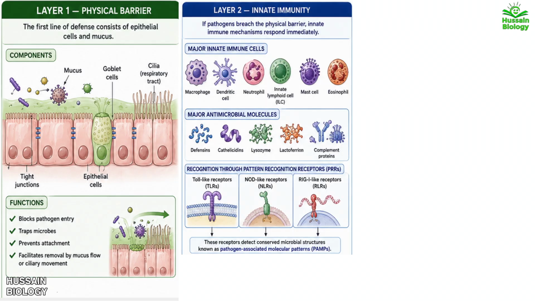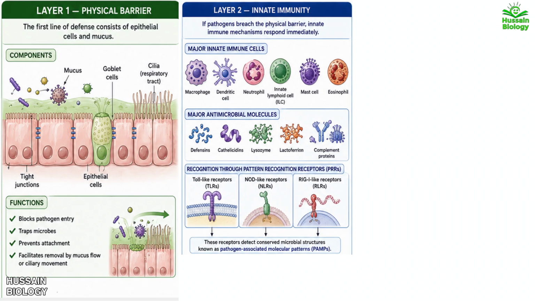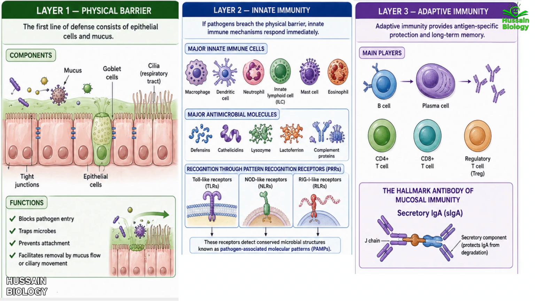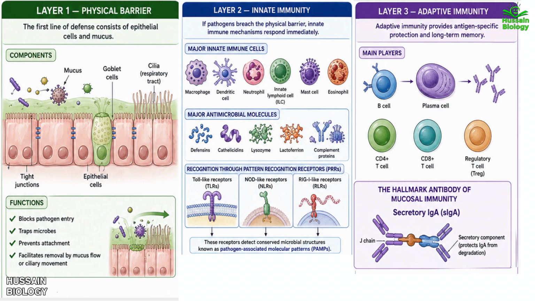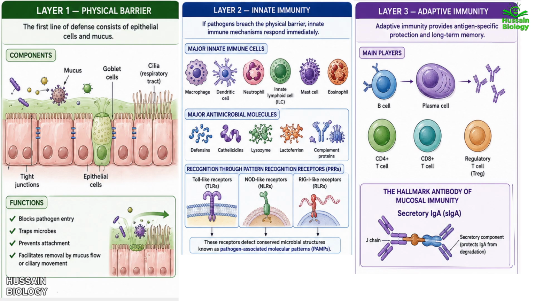By any chance, if pathogens breach this barrier, the second layer, that is the innate immune system, comes into play. It provides an immediate non-specific response through innate immune cells, antimicrobial molecules, and pattern recognition receptors that detect pathogen-associated molecular patterns, or PAMPs, as shown in the diagram. Finally, the third layer is the adaptive immune system. It provides antigen-specific protection through B cells and T cells and generates long-term immunological memory. And it must be noted here, the hallmark antibody of mucosal immunity is secretory IgA. Together, these three layers prevent infection while maintaining immune tolerance and tissue homeostasis.